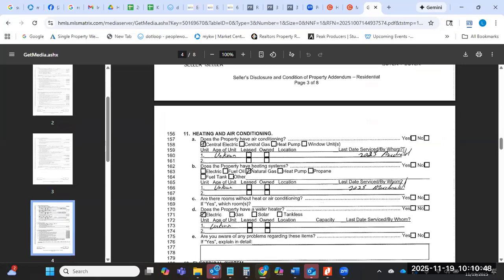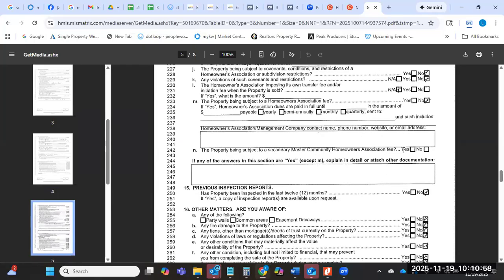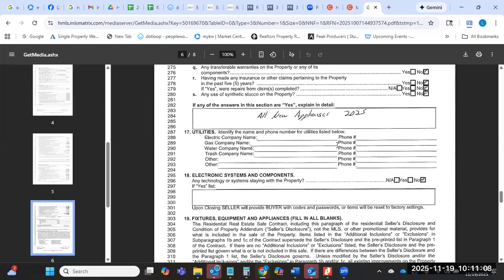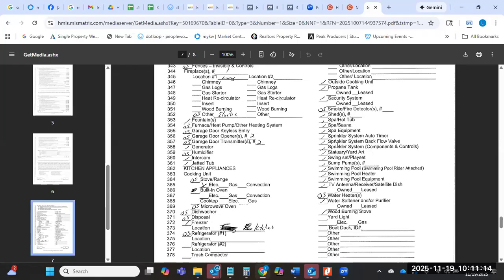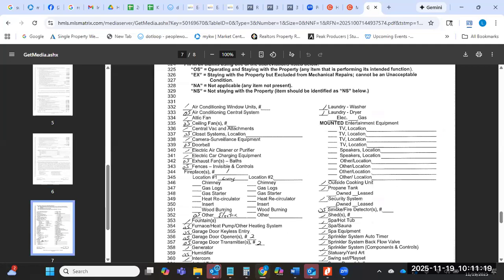They do tell us that they've only owned the property for 5 months, so they don't know the age of the HVAC system, but they did have it inspected 5 months ago, probably. Not that all of this isn't important, but we deal with it in another class at another time. They do tell us all new appliances in 2025. Getting back to page 7 of our 8-page seller's disclosure, they filled in everything they needed to, telling us which things are operating and staying.